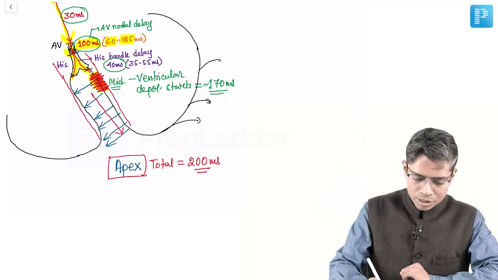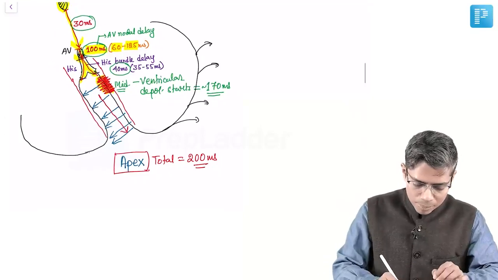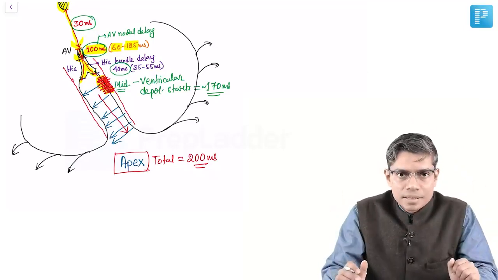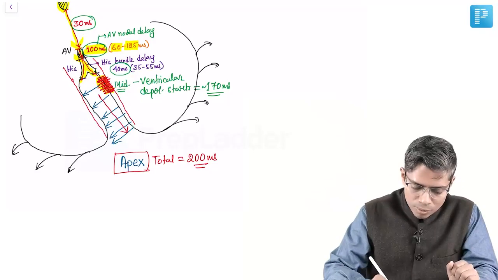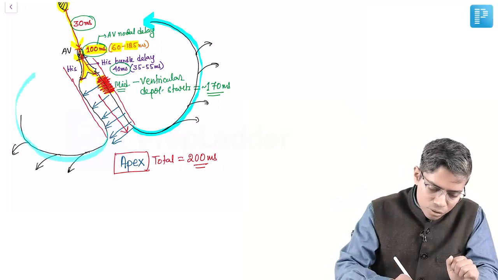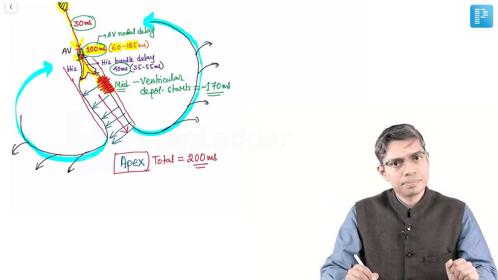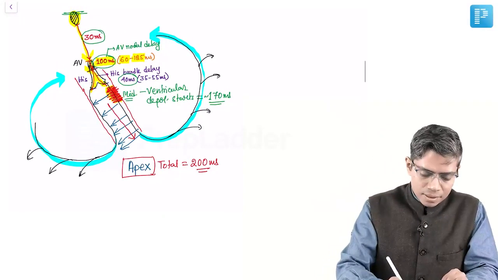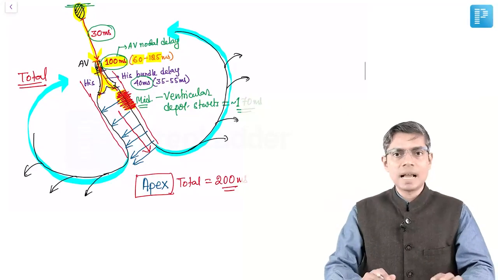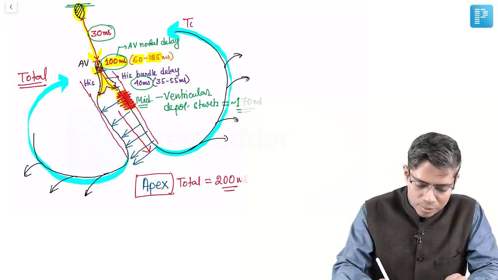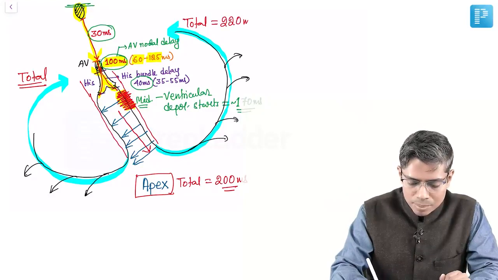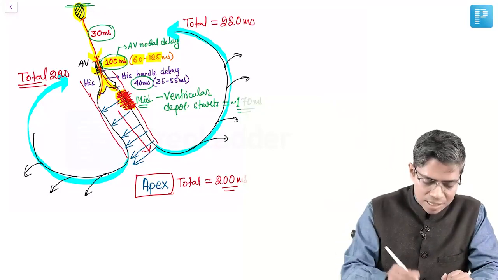Now from this apex, we all know that the impulse is going to depolarize both the ventricular muscles through this Purkinje fiber. So the depolarization is going to depolarize both the ventricles simultaneously, and the depolarization will move from apex towards the basal part of the heart like this. The total time which is required for the impulse to reach from this apex towards the base is 220 millisecond. Getting my point?